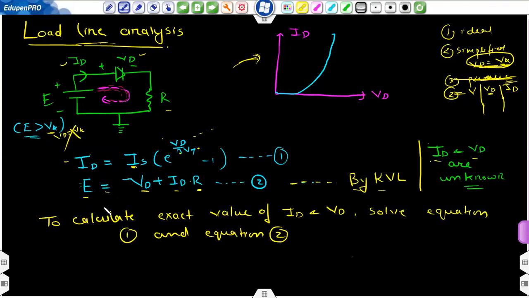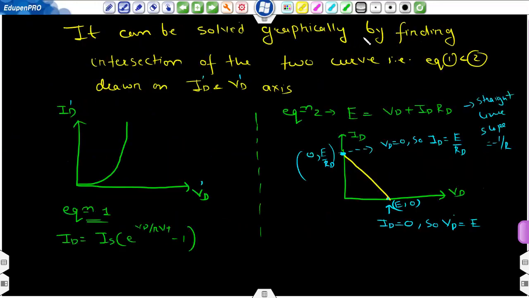Because of this reason, we were assuming the simple models. But does that mean that we cannot find the actual value of Id and Vd? This is not the case. The process is complex, but we can find the actual values of Id and Vd, first mathematically by solving using pen and paper. Second, graphically. It can be solved graphically by finding the intersection of the two curves.